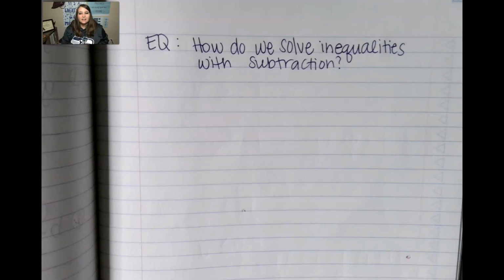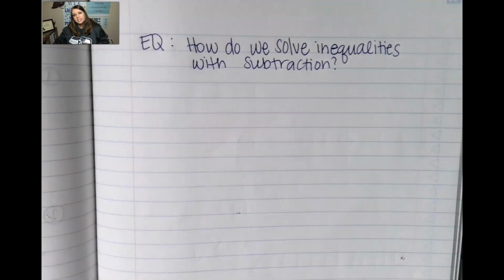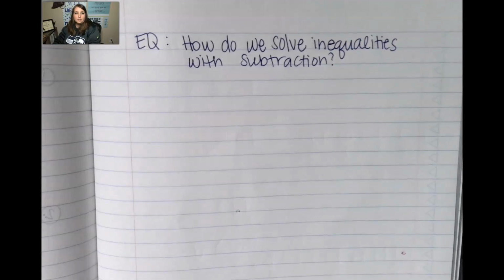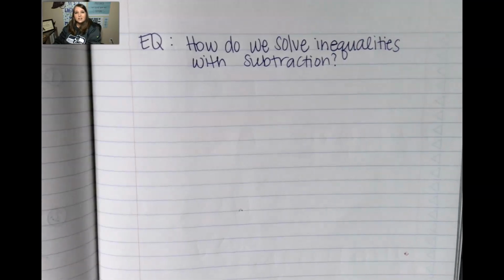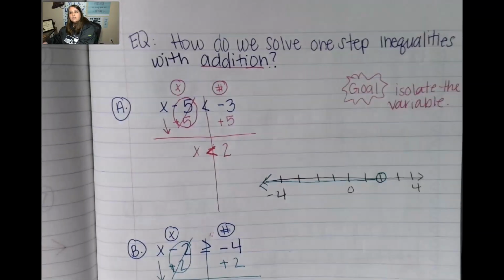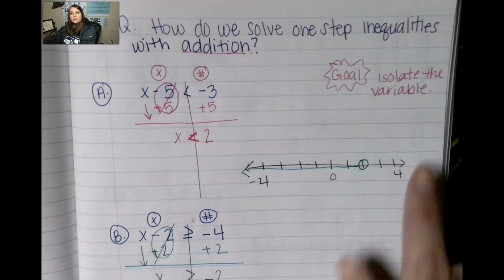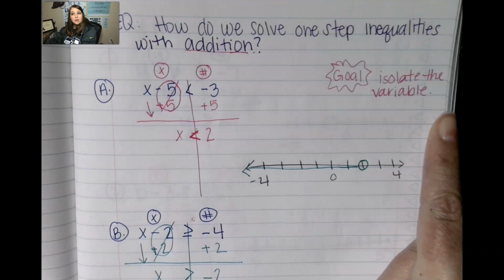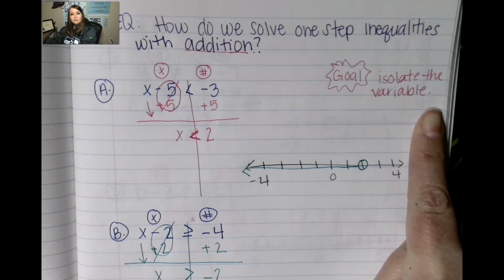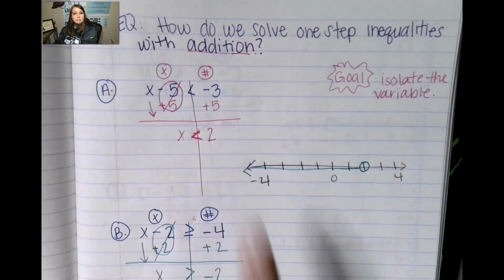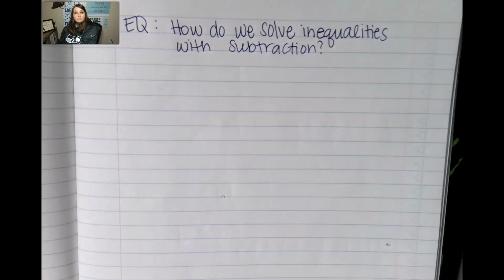Everyone. Today we are going to continue our learning journey in inequality land and talk about how we solve inequalities with subtraction. Yesterday in our lesson, when we look back, we can see that we learned how to solve with addition, and the goal was to isolate the variable. We are going to continue to do the same thing. We're going to have a goal of isolating the variable. We used the opposite operation on both sides and kept it balanced, just as though it were an equation.